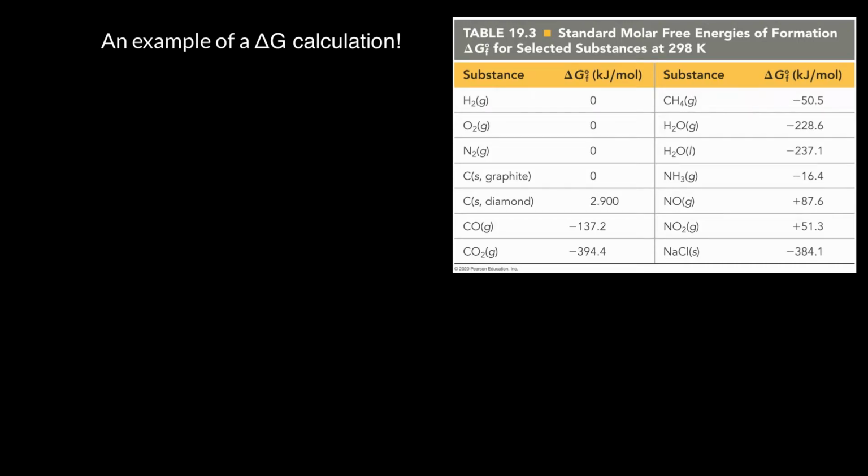So in this video, we'll do an example of a delta G calculation. And what I mean by delta G is that we're not under standard conditions. So let's start with a reaction. Let's say we want to get rich quick. So we're going to make some diamond from carbon dioxide in the air. Why not, right? This would be an excellent way for us to get rich.